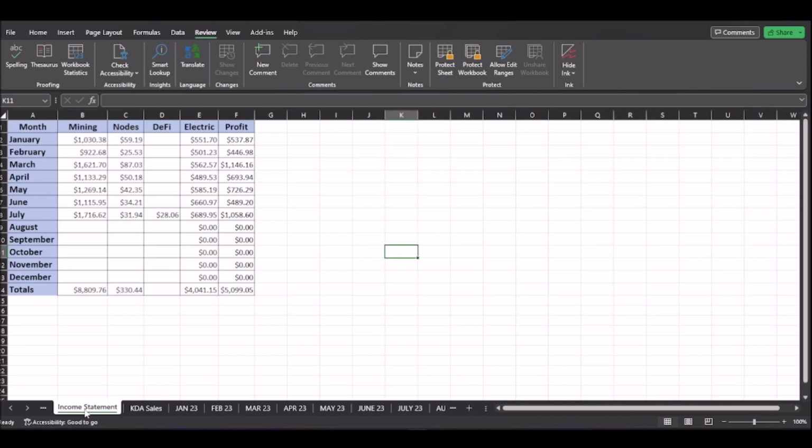Let's go back to the income statement. This will show year-to-date so far. But total revenue for the month of July and the electric. So the total profit after paying electric is $1,058.60. So basically double from what last month was. So that's a pretty good increase. Bulk of that is the parallel asset payouts, but hey, I'll take it.